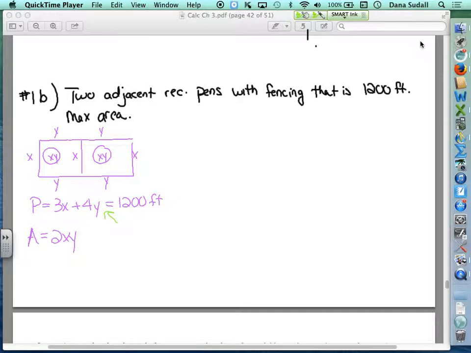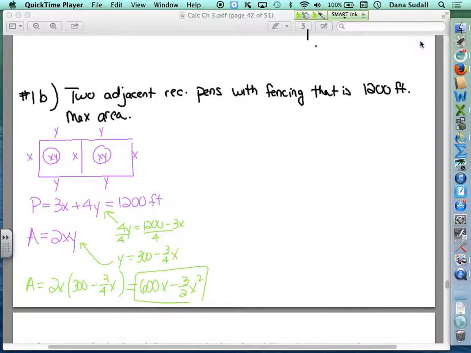And I choose to solve it for y. Like I say, you can pick whichever variable you want. So if I subtract 3x from both sides and then divide by 4, I'll have y is 300 minus 3/4 x. I'm going to plug that into this area equation. And again, remember, you don't want to have to do product rules. So if I distribute through the parentheses, I'll have 600x minus 3/2 x squared. So there's my function. That's what I'm going to take the derivative of.